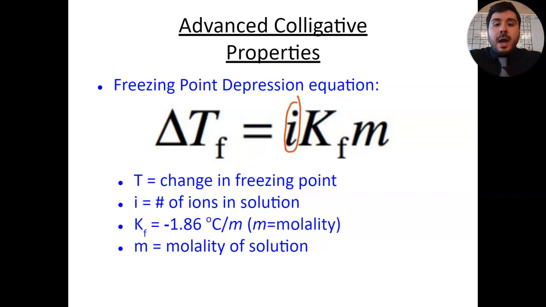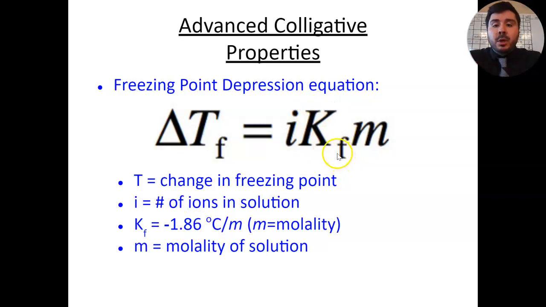So depending on however many ions you get from your substance being referred to, that's going to be your i here. Now, next up is your Kf. Different constant here. Lowercase Kf is going to be a different number. Now we've got a negative 1.86 degrees Celsius per molality. So a slightly different number here.